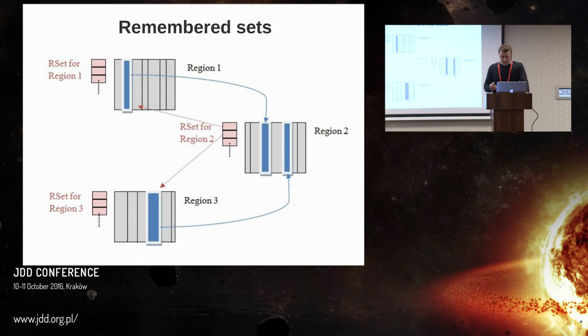And each of those remembered sets has its own update buffer. It means that when you are allocating new memory and then changing the references, there is something like a post-write barrier. Before you change the memory, there is a post-write barrier, and the information will be put into update buffers.